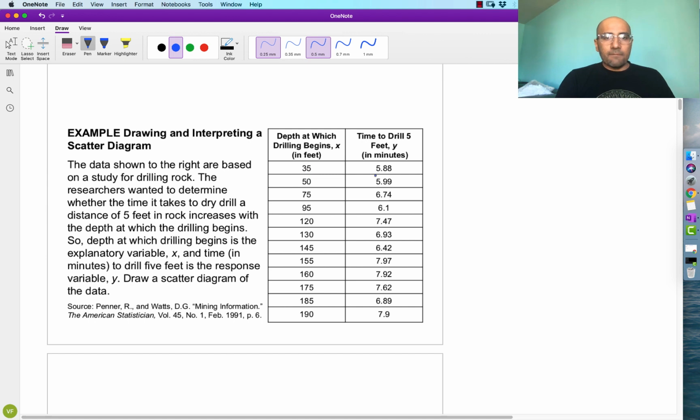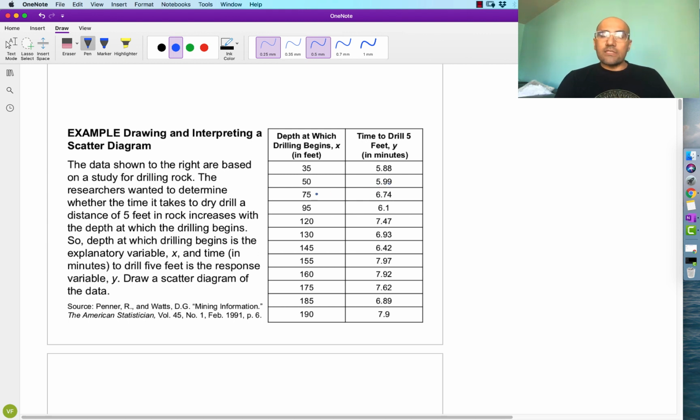So this is indicating that when drilling began at a depth of 35 feet, it took 5.88 minutes. So this is not seconds. This is 5.88 minutes to drill 5 feet. Okay, so almost 6 minutes to drill 5 feet. When they started drilling at a depth of 50 feet, now it took them 5.99 minutes.